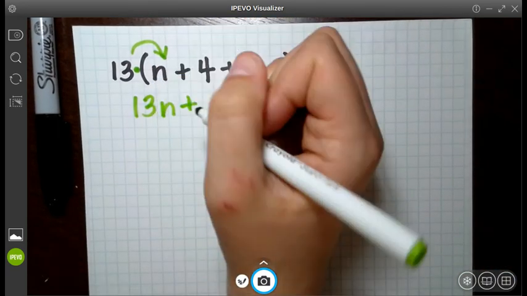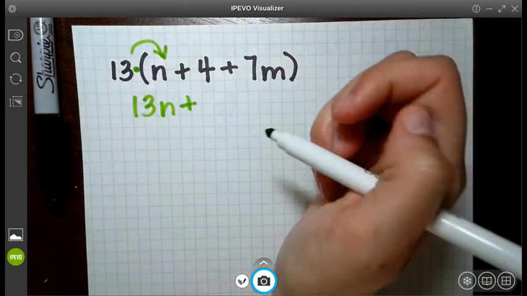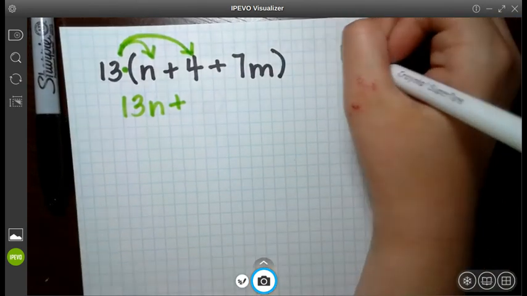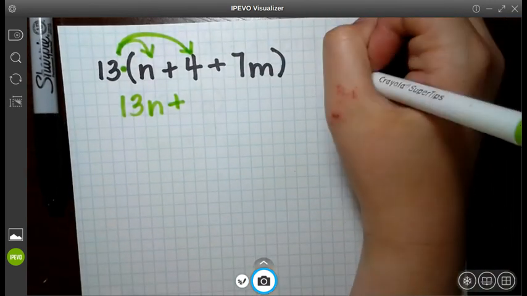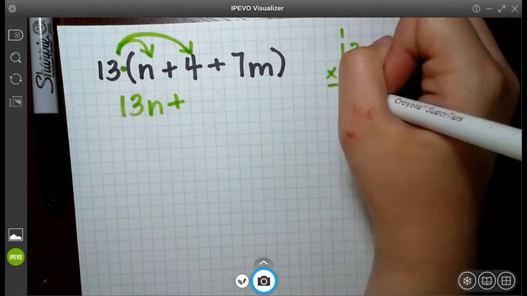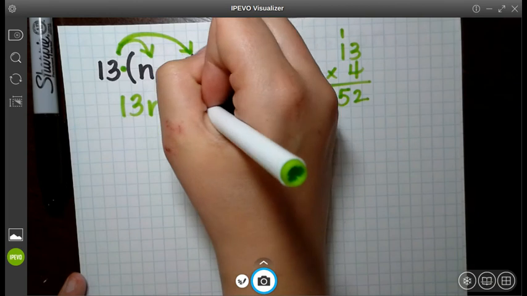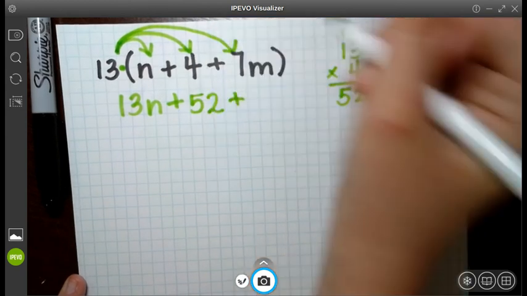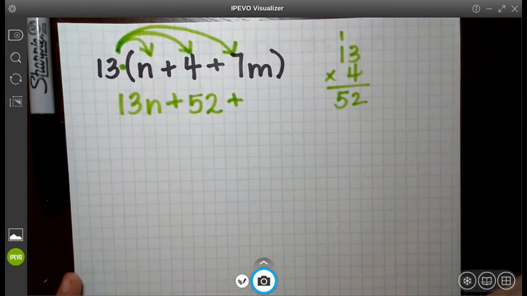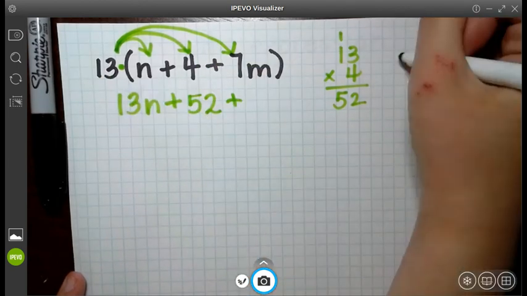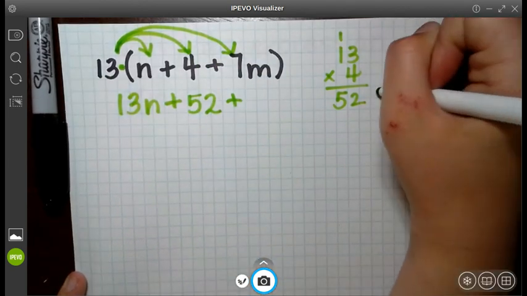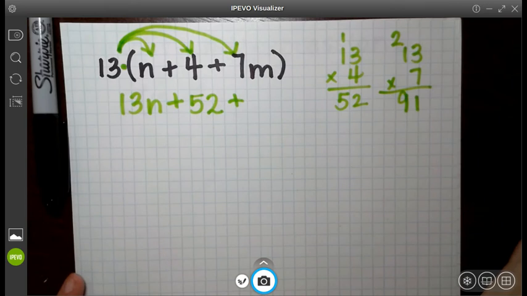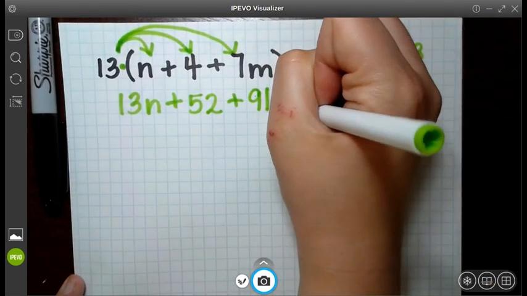plus 13 times 4. I can do my scratch work over here. 13 times 4. Okay, that's 52. Plus, notice I arrow, solve. 13 times 7m. Well, that means I have 13 7m's. I don't know what 13 times 7 is, so I'm going to come over here. That's giving me 91. So that means I have 91m.